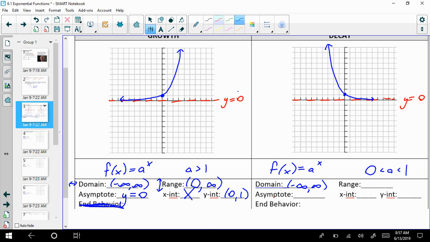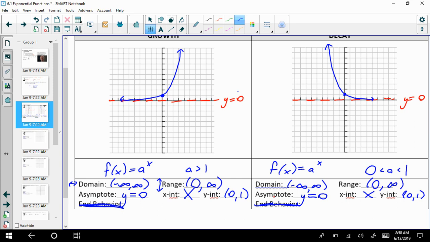The range, we're thinking bottom to top. How far down does this graph go? Well, it gets closer and closer to 0. How high up does it go? Infinity. It keeps going. The asymptote is still y equals 0. There is still not an x-intercept because I'm not going to touch the x-axis, but I do have a y-intercept through 1. And we're not going to worry about the end behavior.